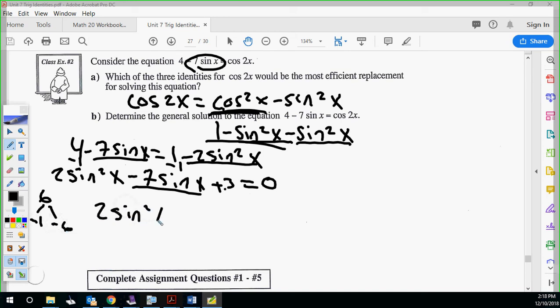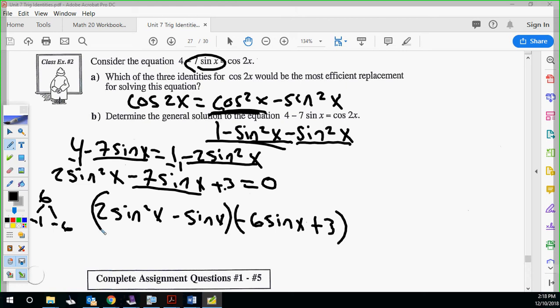2 sine squared x, let's go minus sine x, minus 6 sine x. Remember, it doesn't matter the order you put those in. You can go either order you want. And we're going to group, and we're going to factor. When they say general solution, that's the thing where it's like plus 2 pi n or whatever.